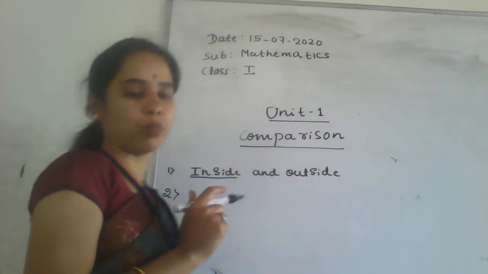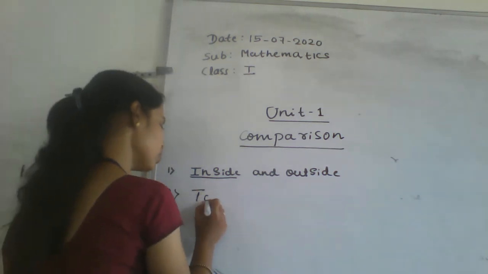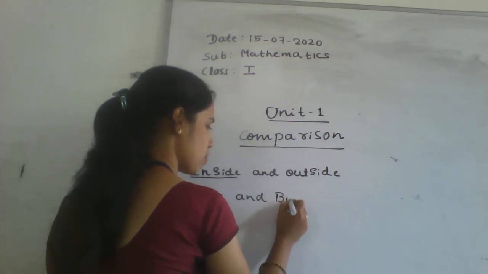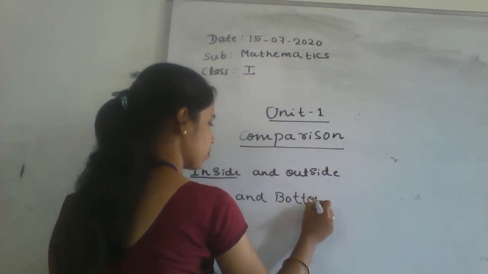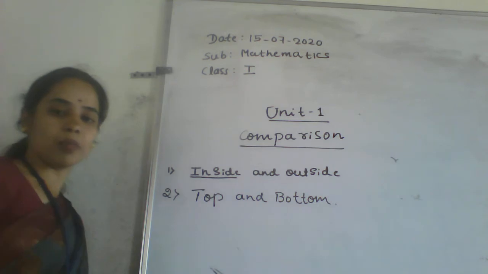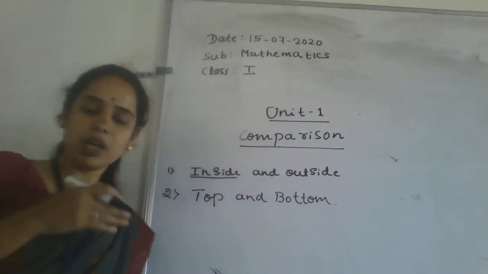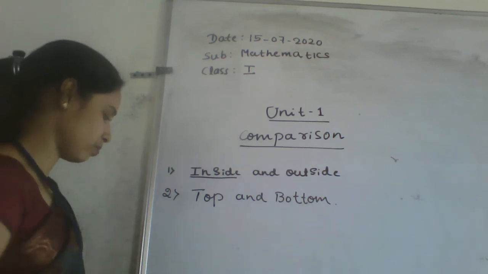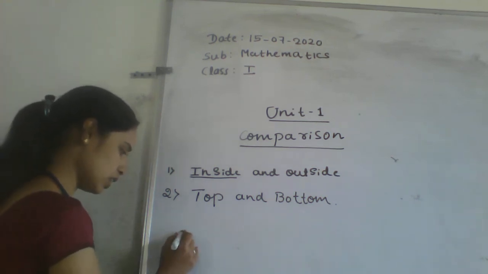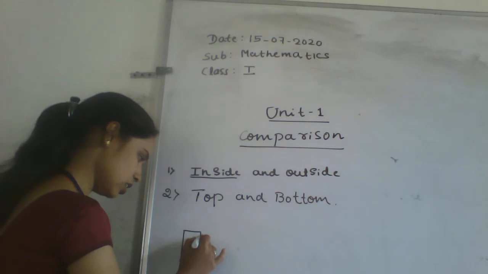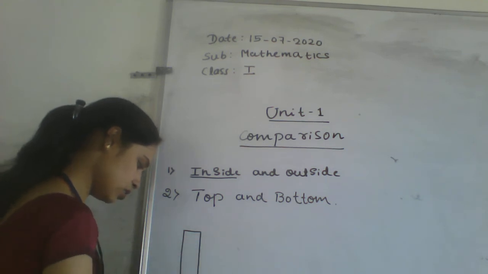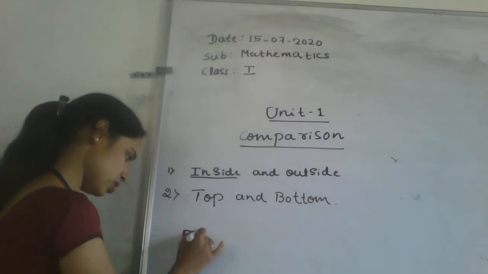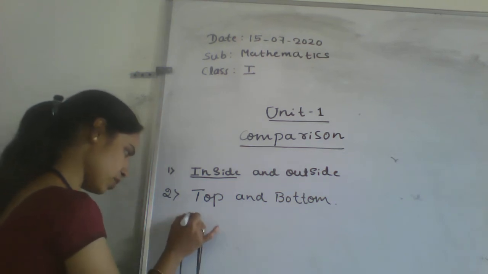Top and bottom. What is top and bottom? Top means upper side. Bottom means down. Understood? I will show you here. This is a rectangle box here. It's a flower.